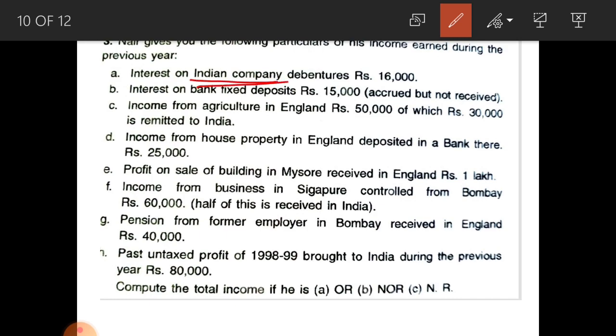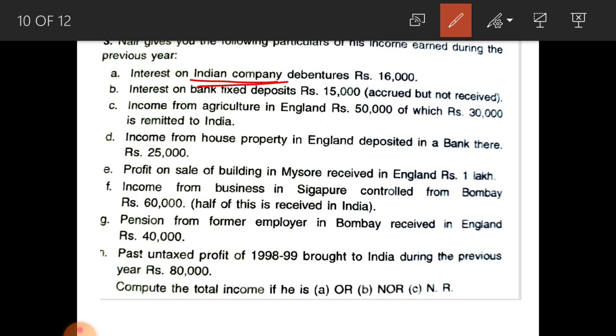Next one, interest on bank fixed deposit, rupees 15,000, accrued but not received. Whether accrued or not, or received or not, it is taxable because it is accrued in the previous year. So interest on bank fixed deposit is taxable under all three categories.